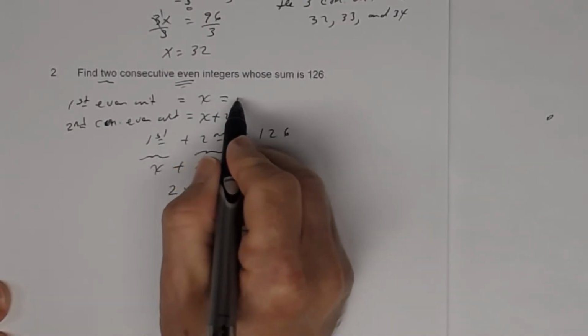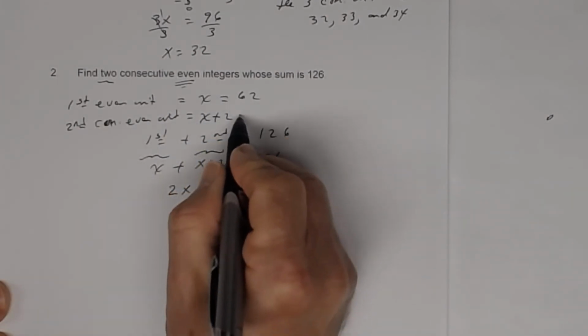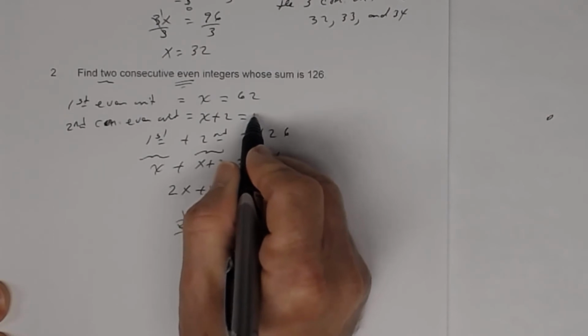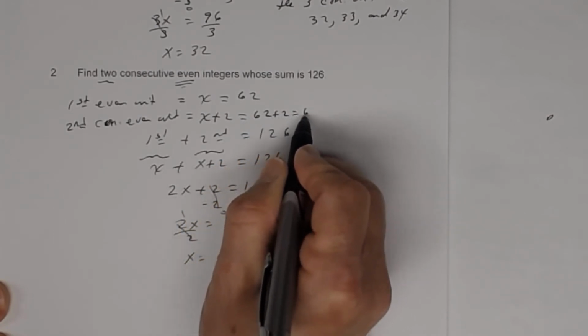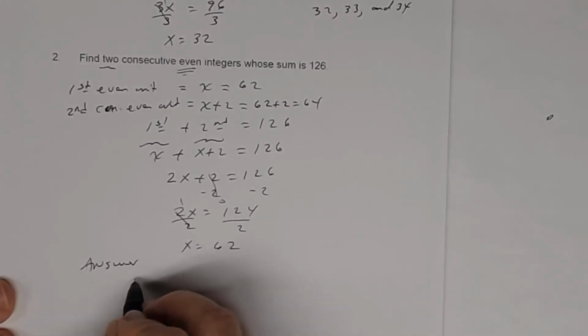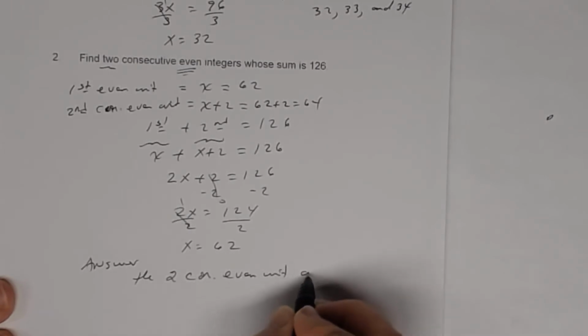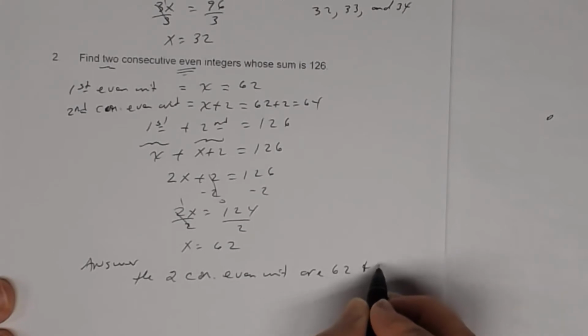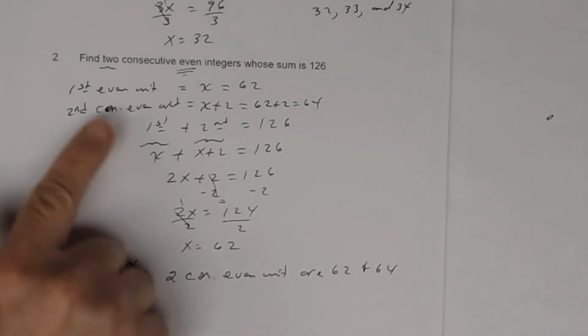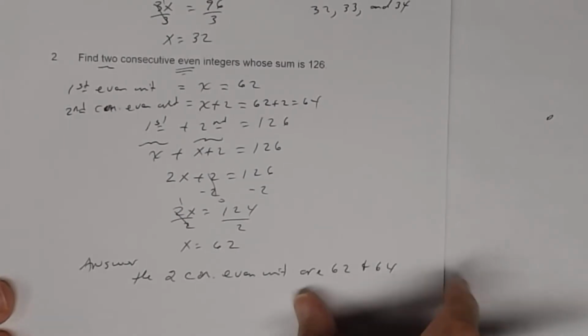So let's go back here. What I would do is go back here and say, well, x is 62, so that means my first is 62. And my second, consecutive even integer, is 62 plus 2, which should be 64. And so your answer, in a complete sentence, you'll say the two consecutive even integers are 62 and 64. Okay? And this one's easy enough to check your answer, because you're told that when you add them up, you should get 126. So 62 plus 64 is 126. All right, so that's number 2.